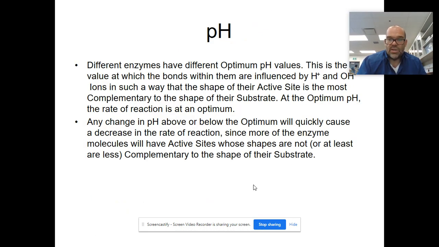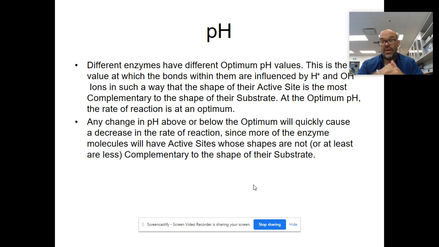Okay, and that's just what I said there. And for the same reason, right? You change the pH, it denatures the protein, so you don't get that fit anymore, right? You change the active site. And again, that's because of lots of hydrogen bonding, right?